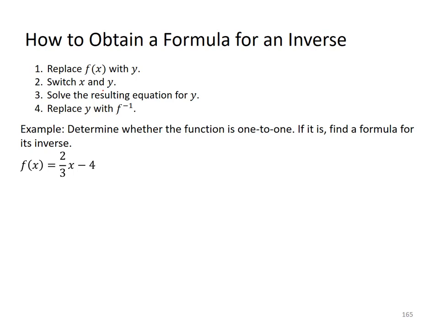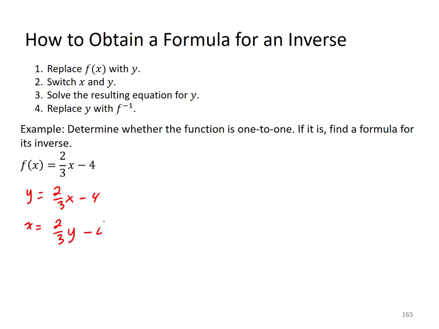Example, determine whether the function is one-to-one. If it is, find a formula for its inverse. The function is f of x equals 2/3 x minus 4. So first, I'll replace f of x with y, so that I have y equals 2/3 x minus 4. Next, I will switch x and y, so that this becomes x equals 2/3 y minus 4.